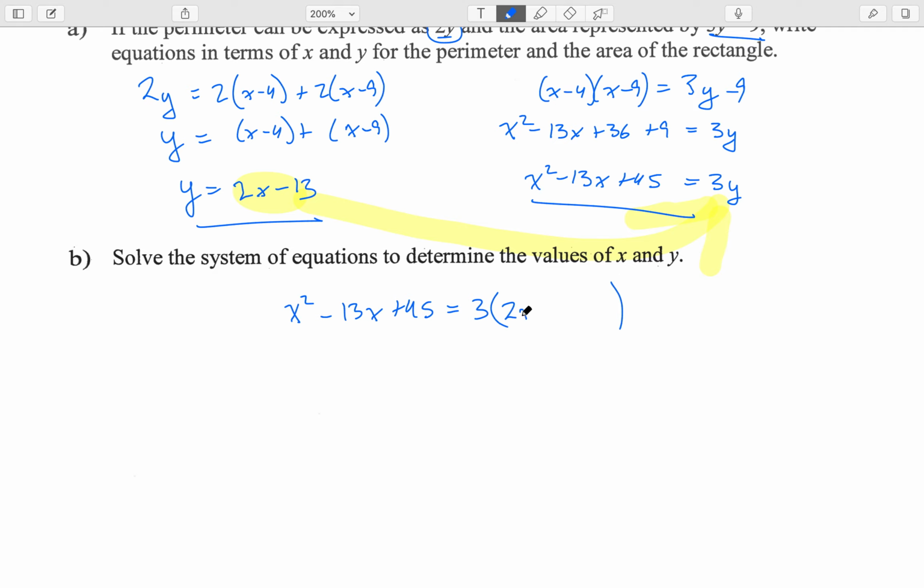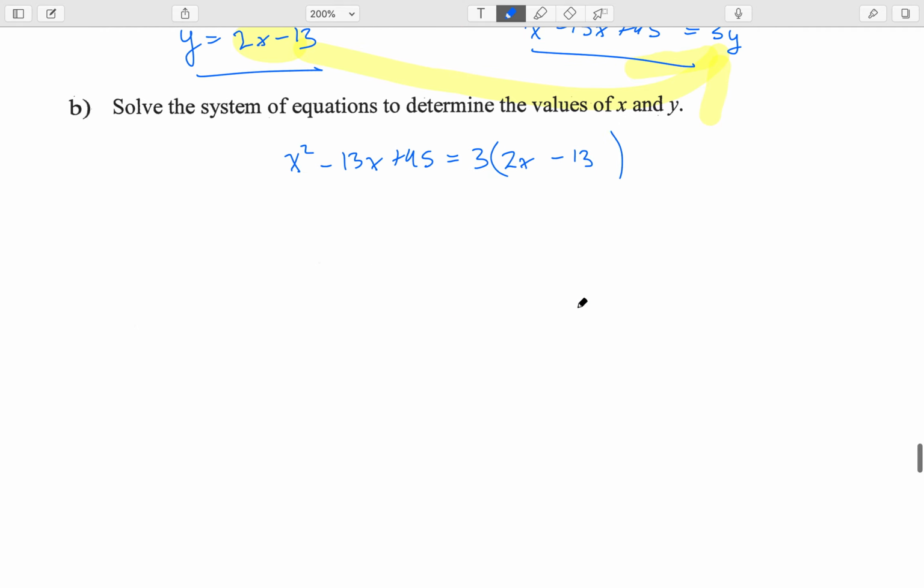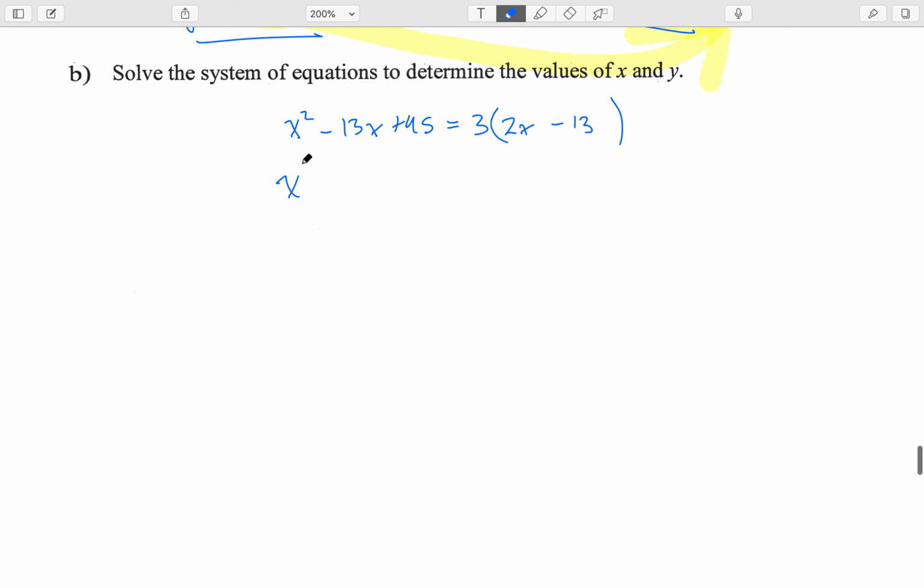It's 2x minus 13. Okay, let's solve. x squared minus 13x plus 45 is equal to 6x minus 39. Subtract off 6x from both sides, minus 19x. Add on 39 to both sides, plus 84 is equal to 0. I don't know if this thing will factor or not.